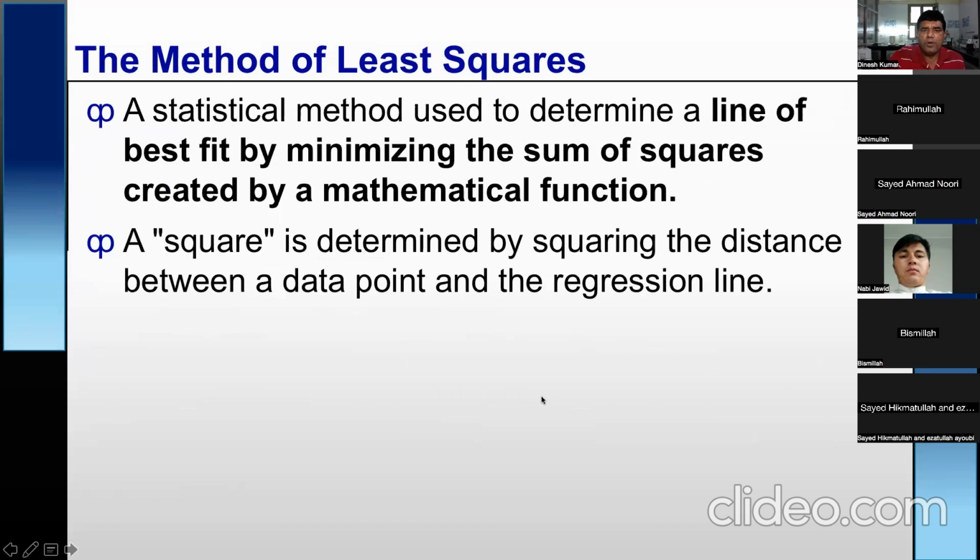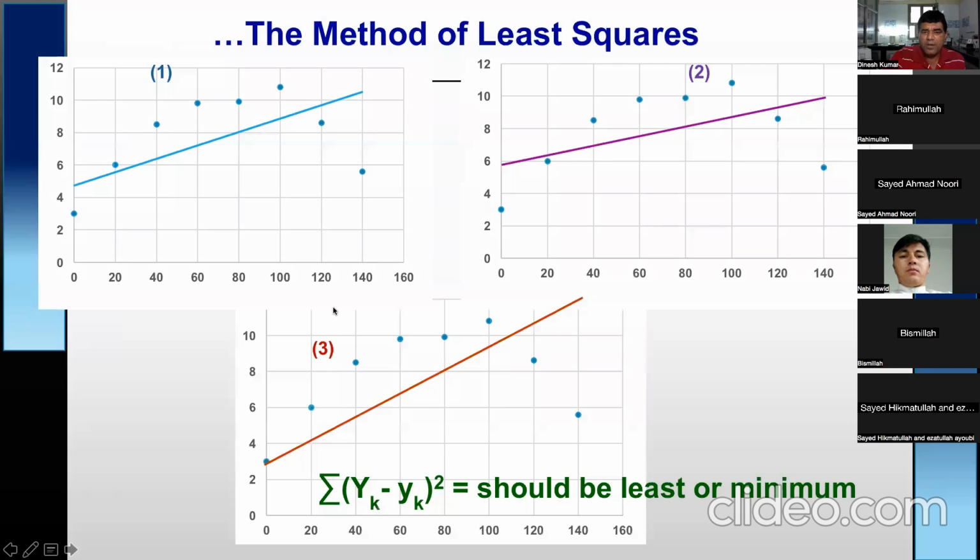Now, let us know more about the method of least squares. It is a statistical method used to determine a line of best fit by minimizing the sum of squares created by a mathematical function. So the sum of squares of distances between observed data and predicted data will give you the best fit line. A square is determined by squaring the distance between a data point and the regression line. I will try to explain more in the next slide.